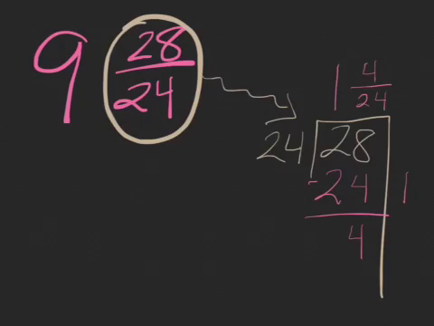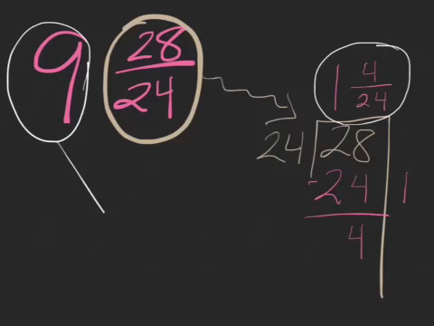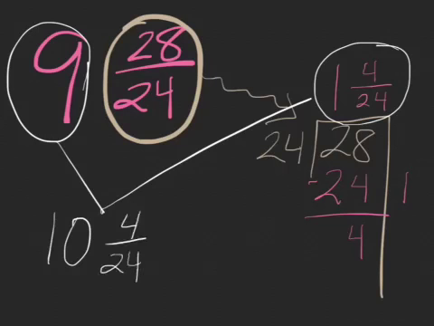Okay, now you might be thinking, I'm not done for 2 reasons. Reason number one is, well, I need to now combine the 9 with the 1 and 4/24. True, we do need to do that. 10 and 4/24. But we also need to look at this fraction.